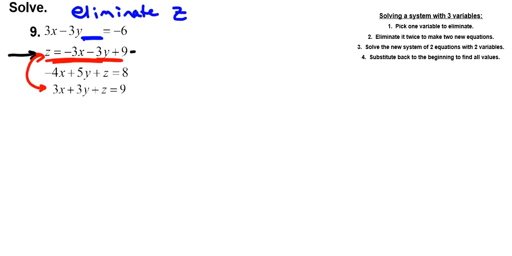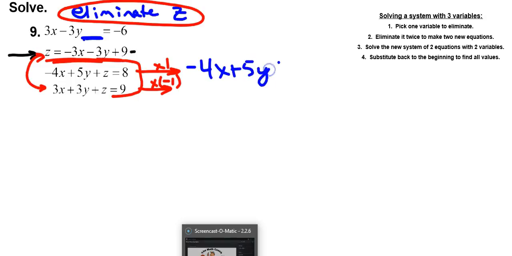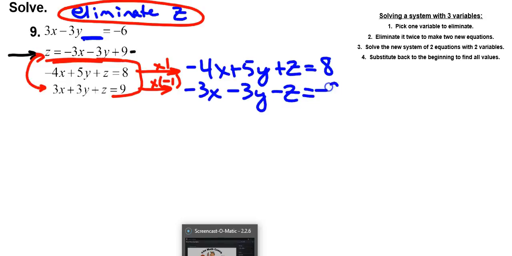As I look at this, and remember that my goal is to eliminate z, I can see that I'm not going to have too hard of a time doing that. I'm just going to take this first one and keep it the same. I'm going to take the second one and multiply by -1. And in doing so, I get negative 4x plus 5y plus z is equal to 8. On the bottom, I'm going to get negative 3x minus 3y minus z is equal to negative 9. Now, that works together pretty good.